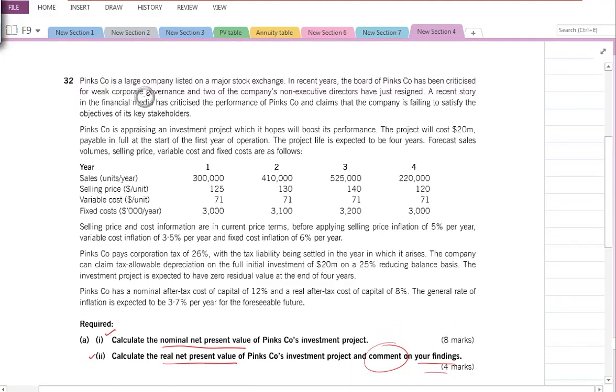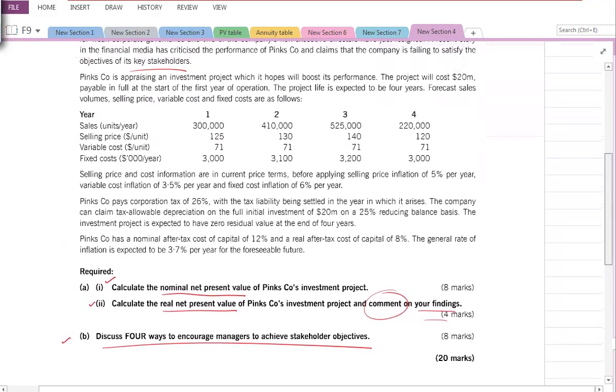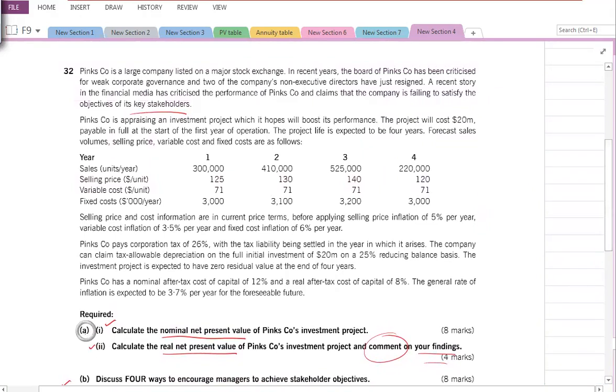It says Pinksco is a large company listed on a major stock exchange. In recent years, the board of Pinksco has been criticized for weak corporate governance, and two of the company's non-executive directors have just resigned. A recent story in the financial media has criticized the performance of Pinksco and claims that the company is failing to satisfy the objectives of the key stakeholders. Now, this information is relevant to part B, and I'm not doing part B right now. You can see it in the examiner's answer. I'm more interested in part A.